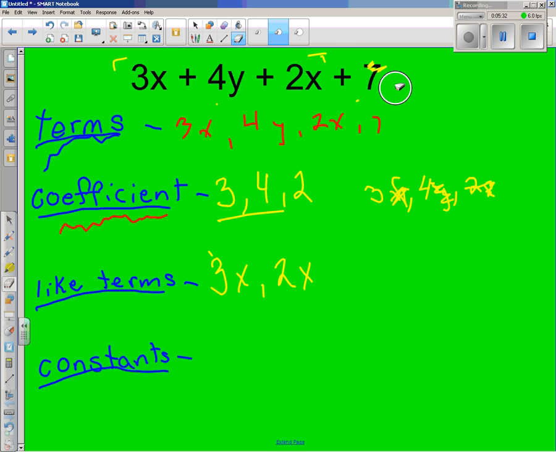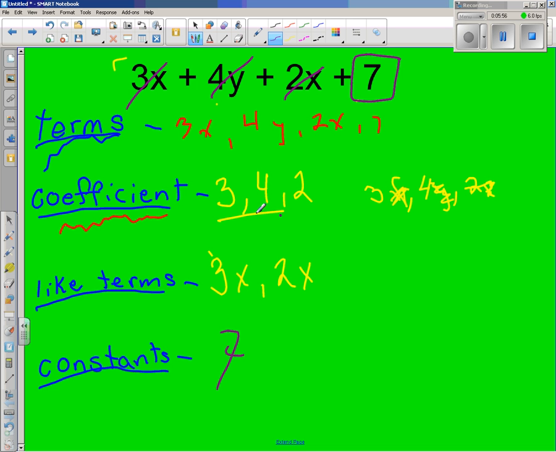The last thing we need to identify in our expression is the constant terms. The constant terms are the terms that do not have a variable. So 3x has a variable, so that's not a constant term. 4y has a variable, that's not a constant. 2y has a variable, that's not a constant. But we have 7 here that has no variable attached to it, so that is my constant.